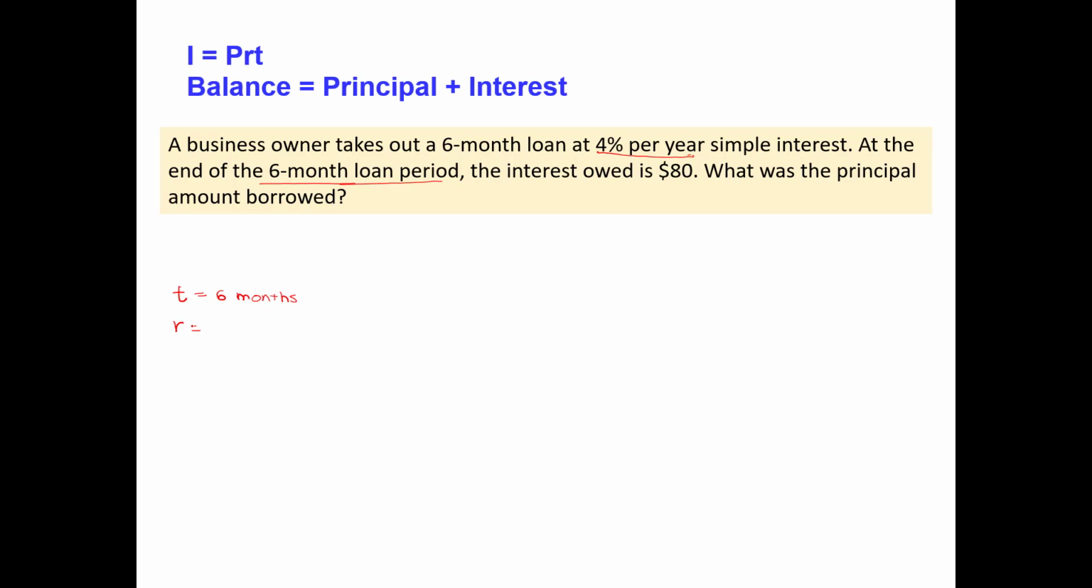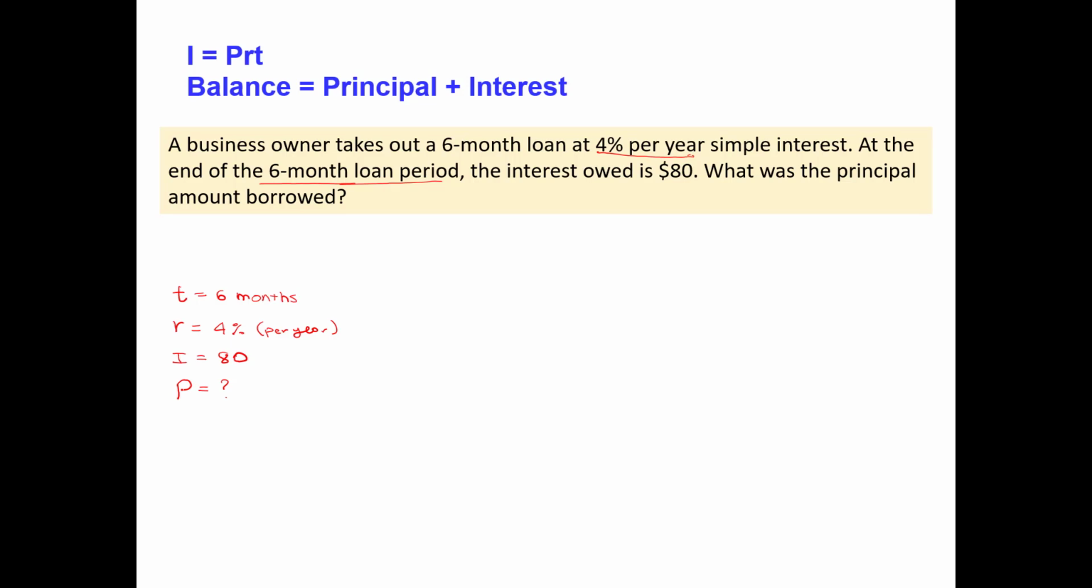We know the rate is 4%, and what is important here is that it is per year. Yes, it's per year. Maybe I will write it here to remember it's per year. And in this case, we know the interest is 80, and we want to know what the principal is. Yes, we need to find the principal.